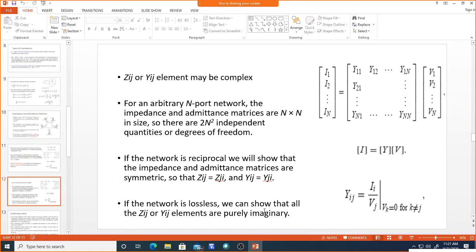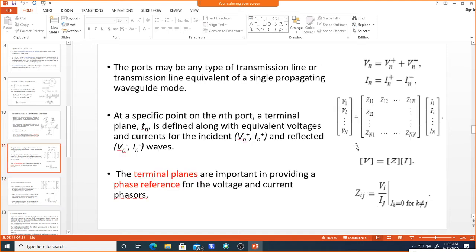Okay, so these are very important properties of the microwave network. We don't need them so much for z and y, but they are very important for the s matrix, reciprocal and lossless, which we are going to derive. Okay, so now how can we represent this? We represented it now in terms of z as well as in terms of y.